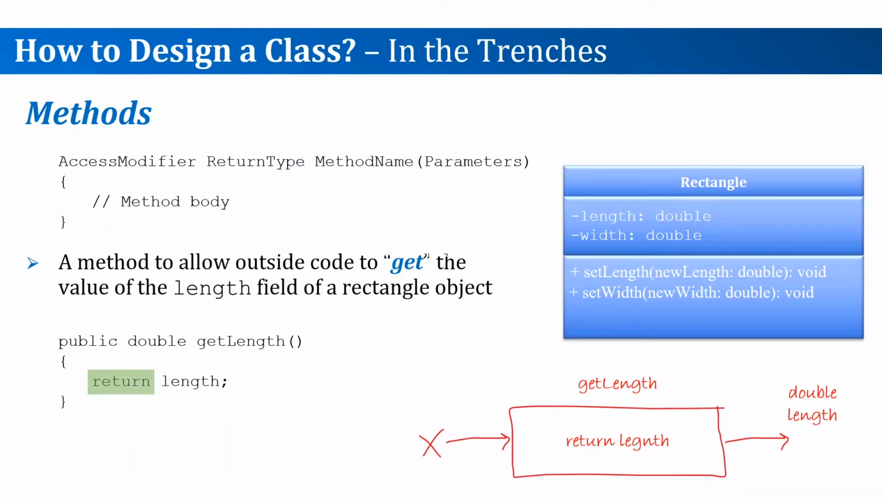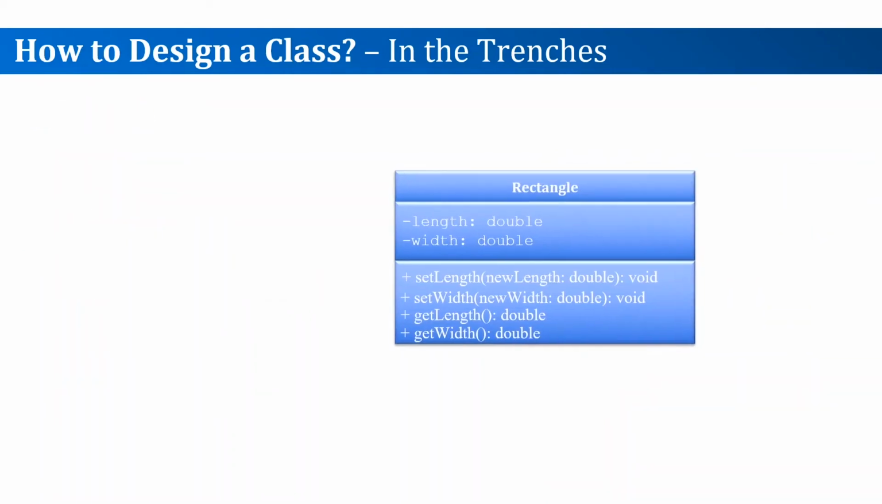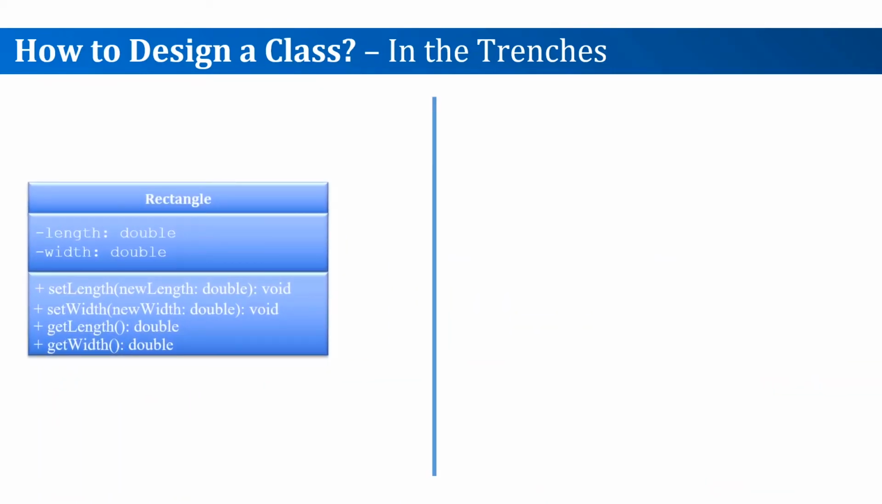And in the body of the method we say return the length. Java will understand this return as a keyword and it's going to return the length as an output from this method. To translate this method to the UML diagram, we use the plus for the public access modifier. The method is called GetLength with empty parentheses for no inputs, followed by a colon and the return type, which is double in this case.